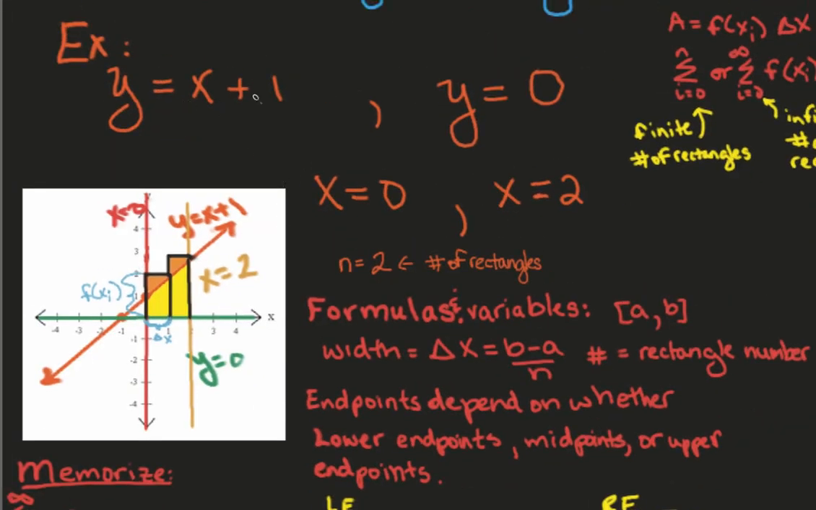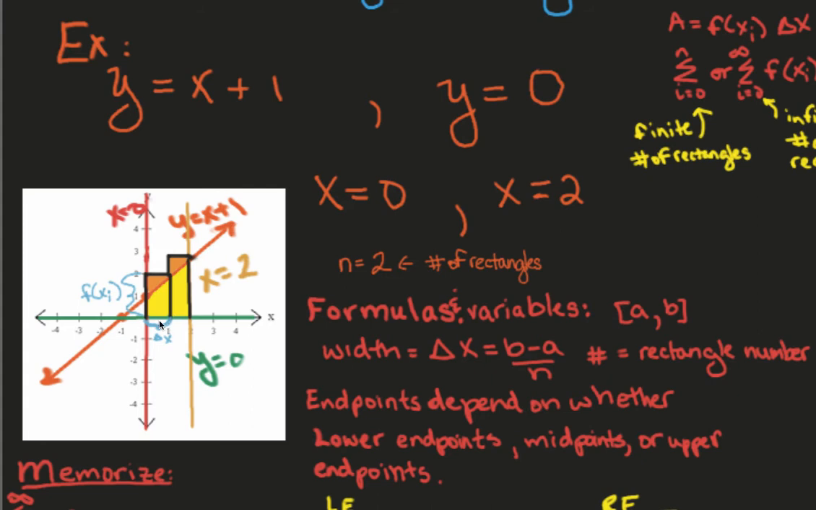Here's the function y equals x plus 1. It is right here. And then we have the line x equals 2 and the other vertical line x equals 0. And then on the bottom boundary we have the line y equals 0. So you can see that there's two discrete rectangles right there that are created that have the same width.